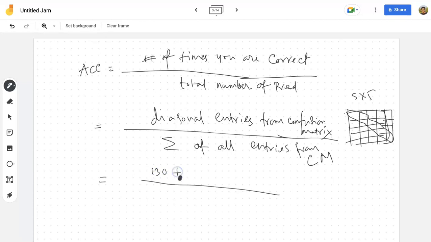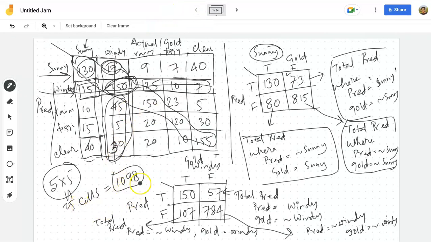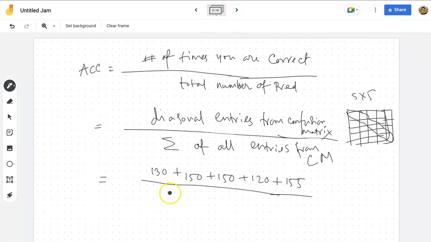130 plus 150 plus 150. If I'm wrong, just let me know, I can write it wrong. So 120 and 15, and if you just sum over all the cells, I have already told you the total sum is 1098. Now if you just sum it, it will be 705 by 1098, so around 0.642.